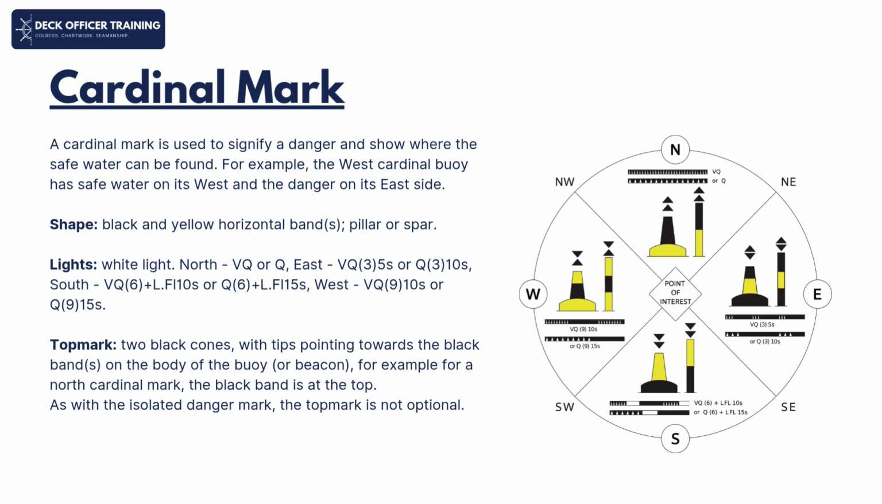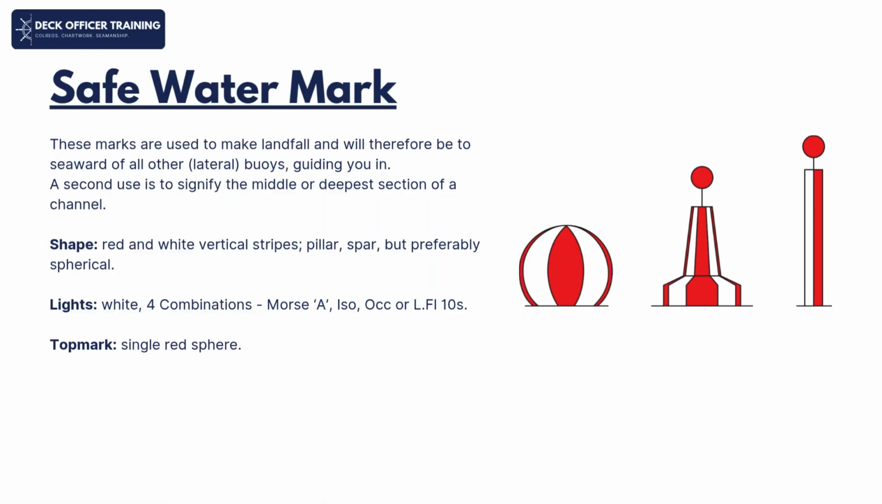Top mark: 2 black cones, with tips pointing towards the black bands on the body of the buoy, or beacon. For example, for a North Cardinal mark, the black band is at the top. As with the isolated danger mark, the top mark is not optional. Safe water mark. These marks are used to make landfall and will therefore be to seaward of all other lateral buoys, guiding you in. A second use is to signify the middle or deepest section of a channel.